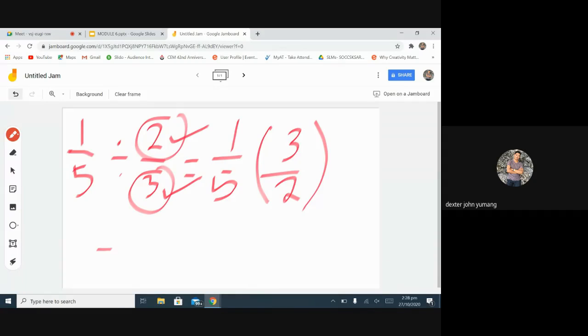Tapos, proceed na tayo sa numerator times numerator, denominator times denominator. 1 times 3 is 3. 2 times 5 is 10. So, ganun po ang pagsagot ng division. Para din siyang nag-multiply pero ibaliktad lang. Pero, merong shortcut. Ang tinatawag na shortcut natin is, wait lang ha, buburahin ko ulit.